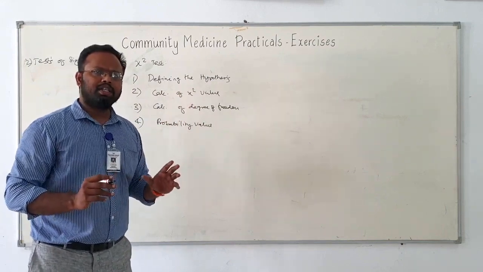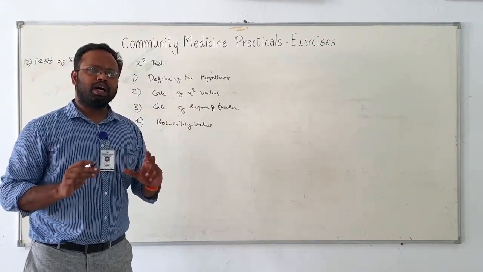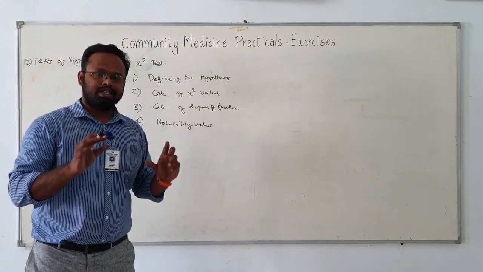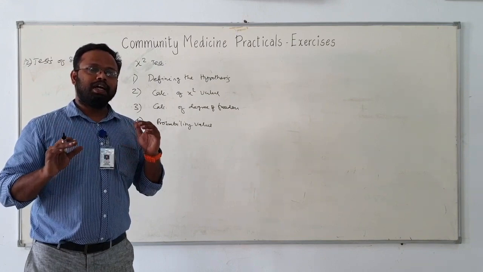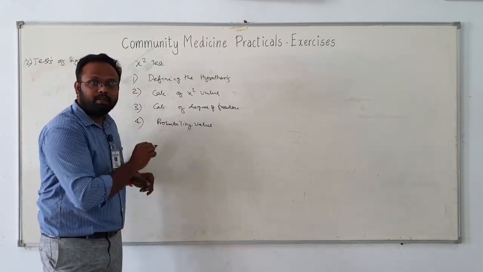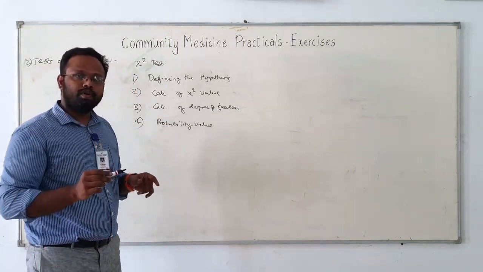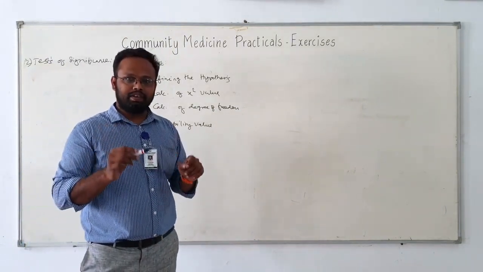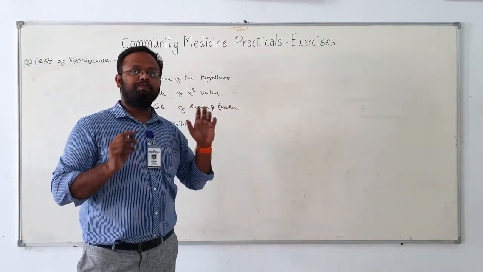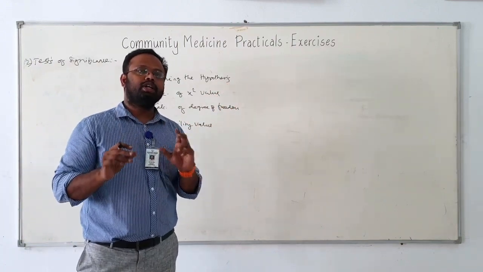So why chi-square test is needed is to prove the association. So we have to see whether the association is real or not. So that we will prove at the end of the test. If the p-value is less than 0.05, then we call it significant. So for that, we need to state the hypothesis: which 2 variables you are associating.